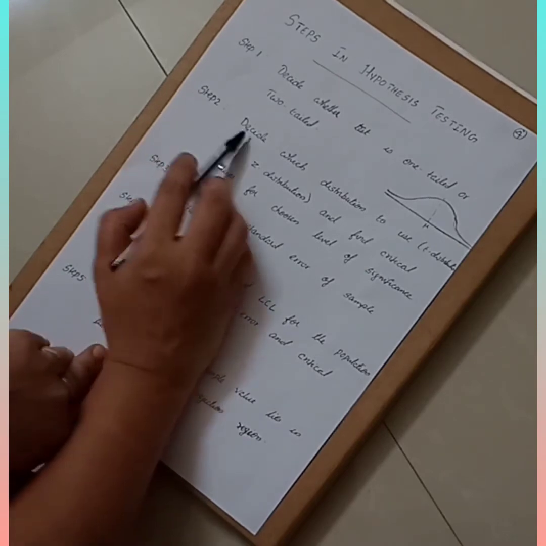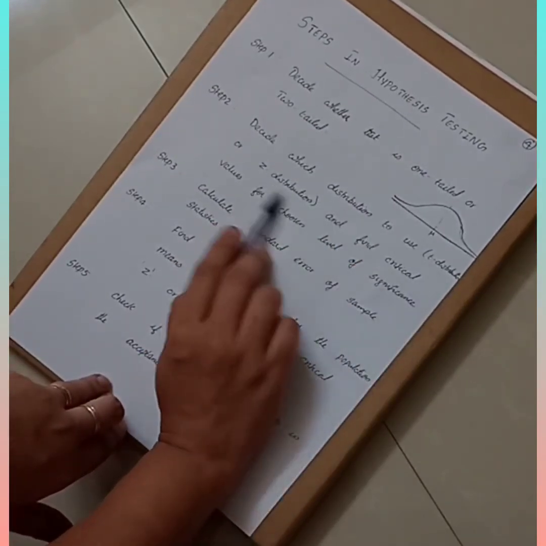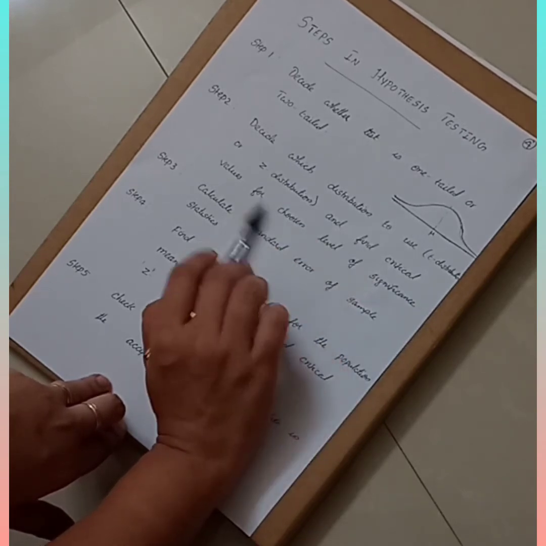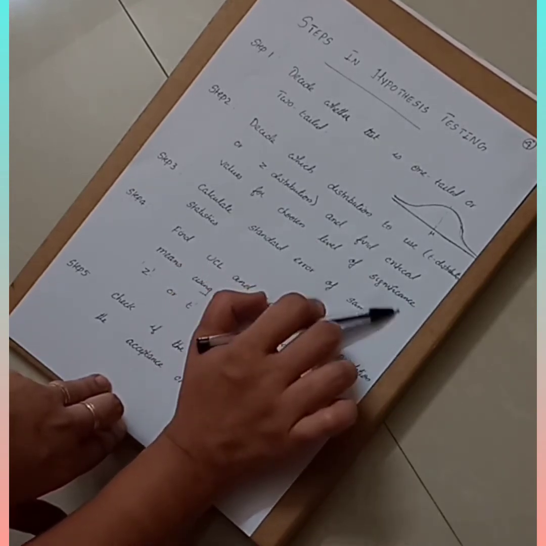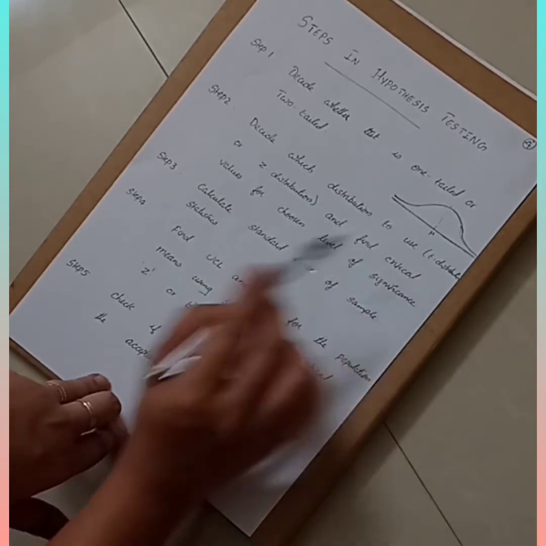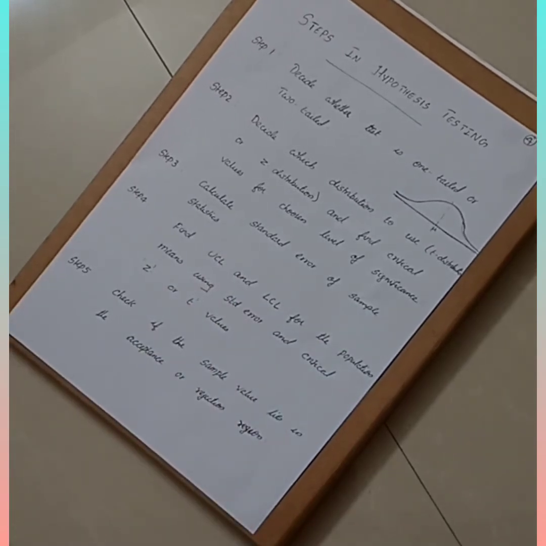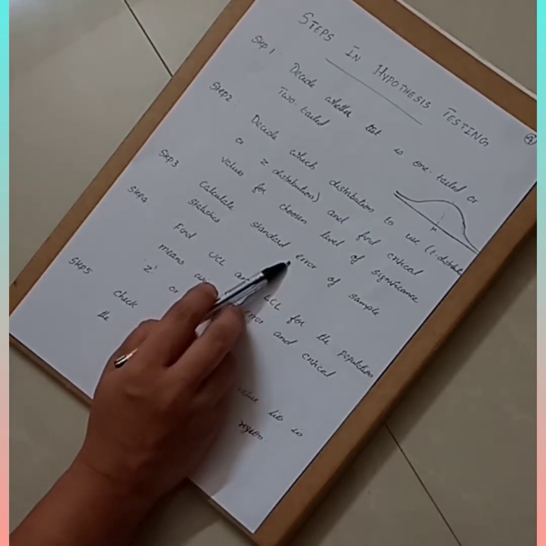Then the second step is to decide which distribution to use, just like how I explained, whether it is T distribution or Z distribution, and find the critical values for the chosen level of significance. So using the table we need to find out the T value or the Z value. Then calculate the standard error for the sample statistic. For calculating standard error also we have different formulas, for when the population standard deviation is given, when it is not given, and when proportions are given. So different formulas are there for calculating the standard error.